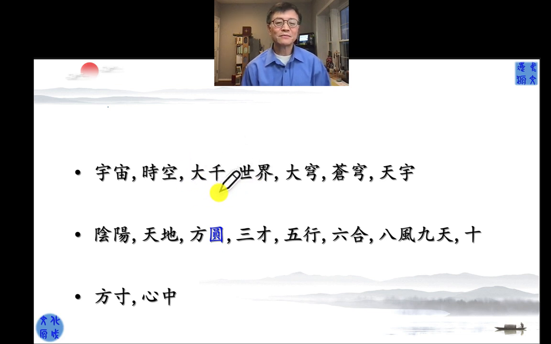This one, 大千, is actually a word developed from Buddhism when Buddhism was introduced to China. 大千 means universe too. 世界, 世 is time, 间 is 空间, space. Or remember, 世界大穹大穹苍穹苍穹天宇天宇. Another one actually could do this, 穹宇.